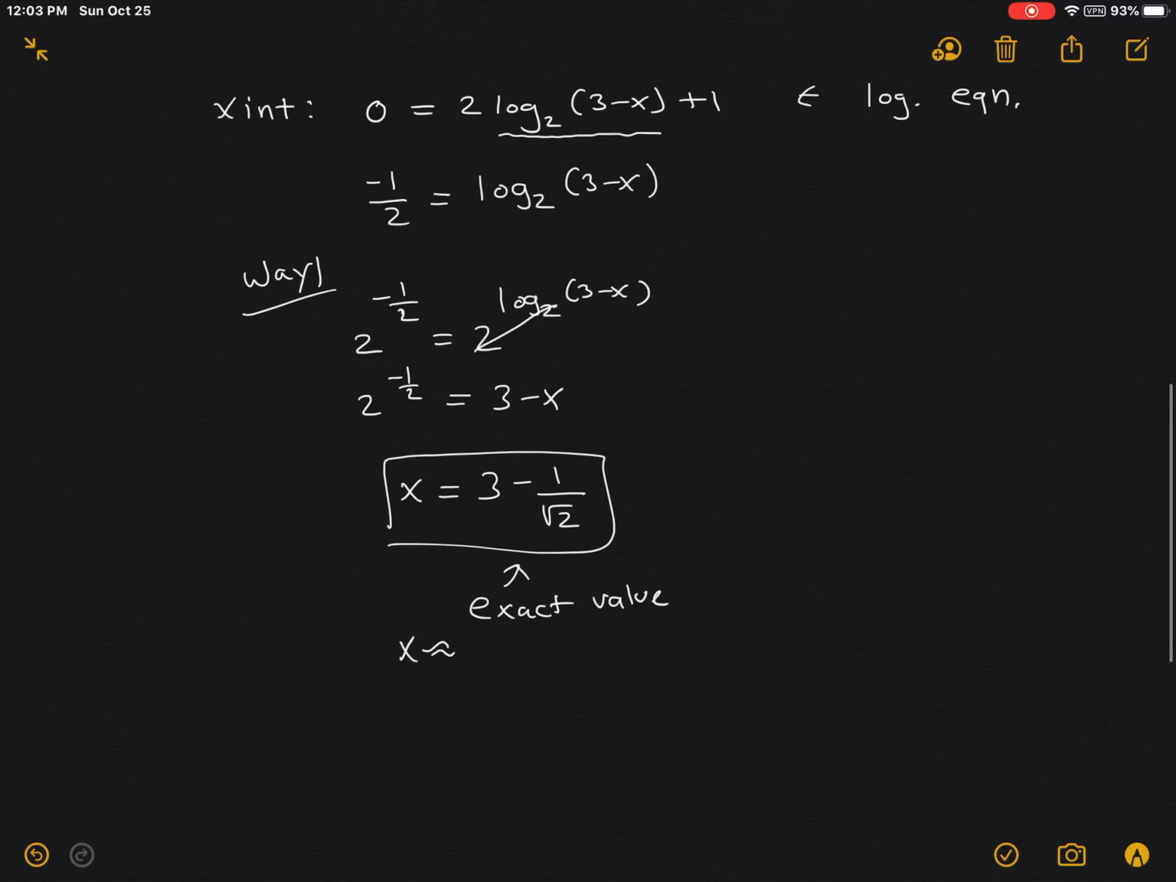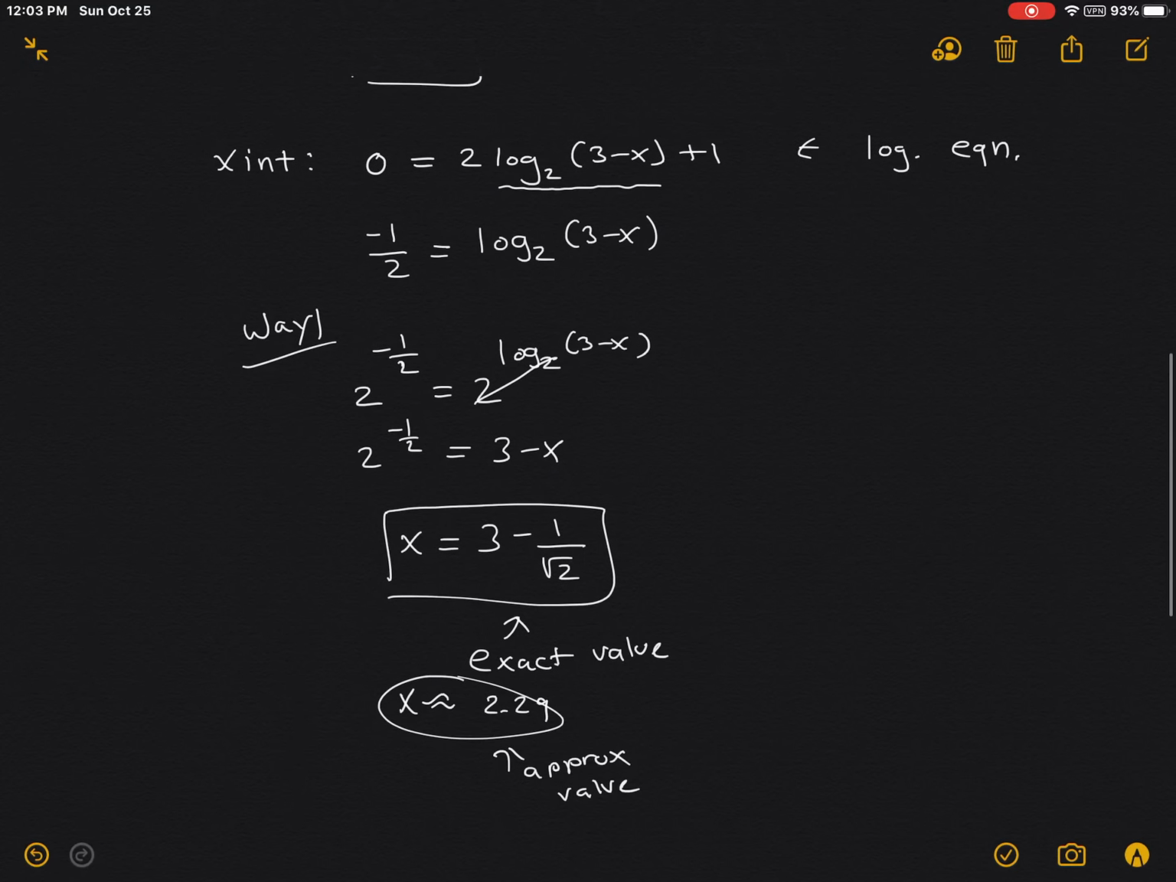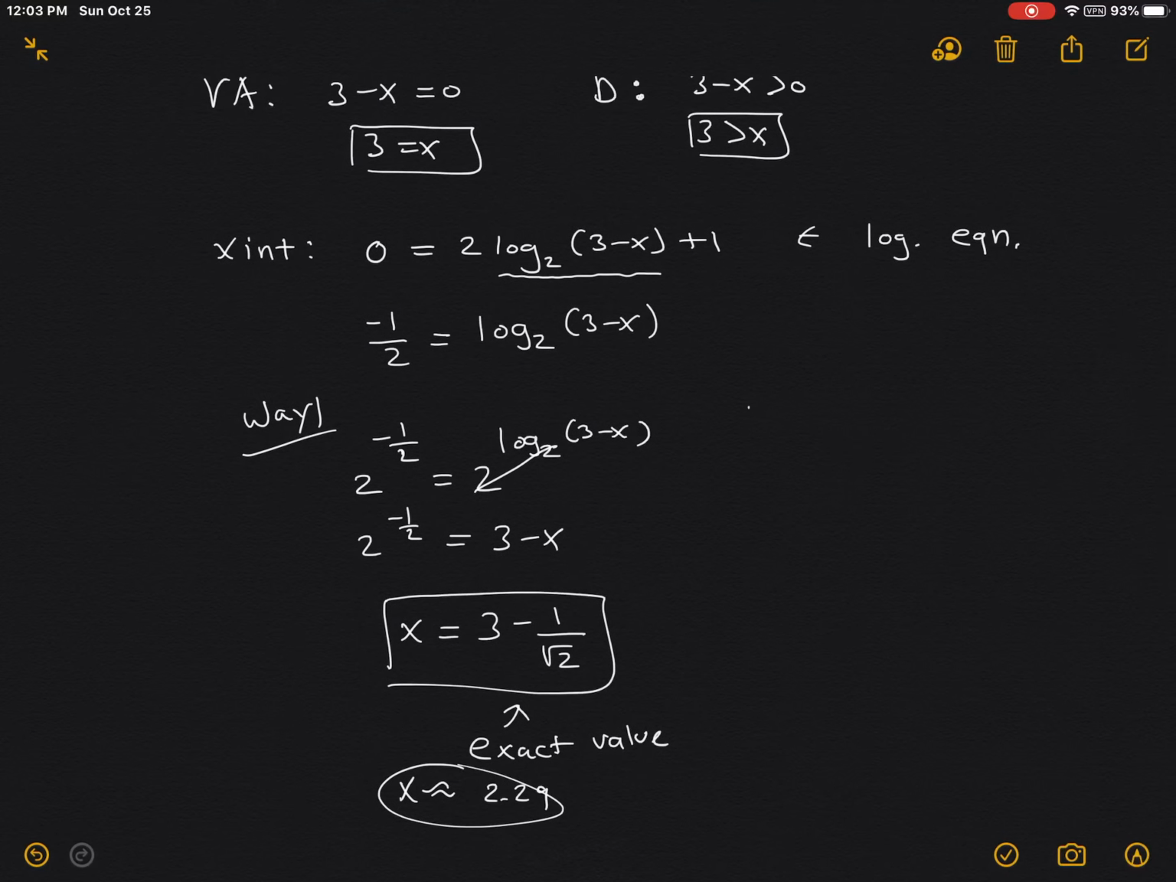And if you want to use a calculator now, x is approximately equal to 2.29. This is the approximate value. So again, you could use Desmos to check, but on a quiz or test, I would ask you to give me the exact value. Okay, so you just leave it like this, but approximately 2.29.